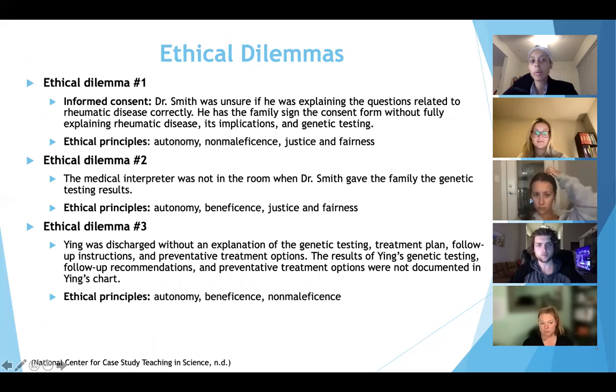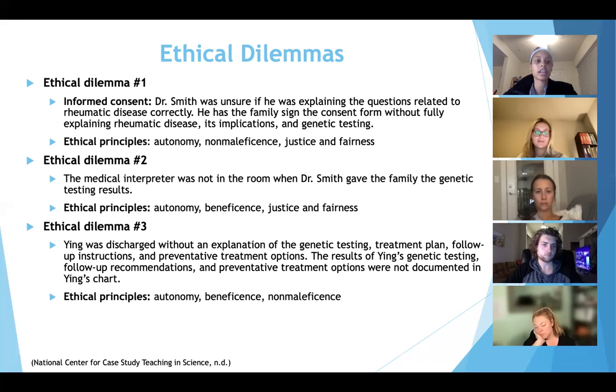Okay, so when we're looking at the case, it's important to identify the areas that are specific ethical issues, and to think about what specific ethical principles are being violated. So in this first example, Dr. Smith was unsure if he was explaining the questions related to rheumatic disease correctly. He had the family sign the consent form without explaining rheumatic disease, its implications, and genetic testing. In this case, several ethical principles were unfortunately violated, including autonomy, non-maleficence, justice, and fairness.